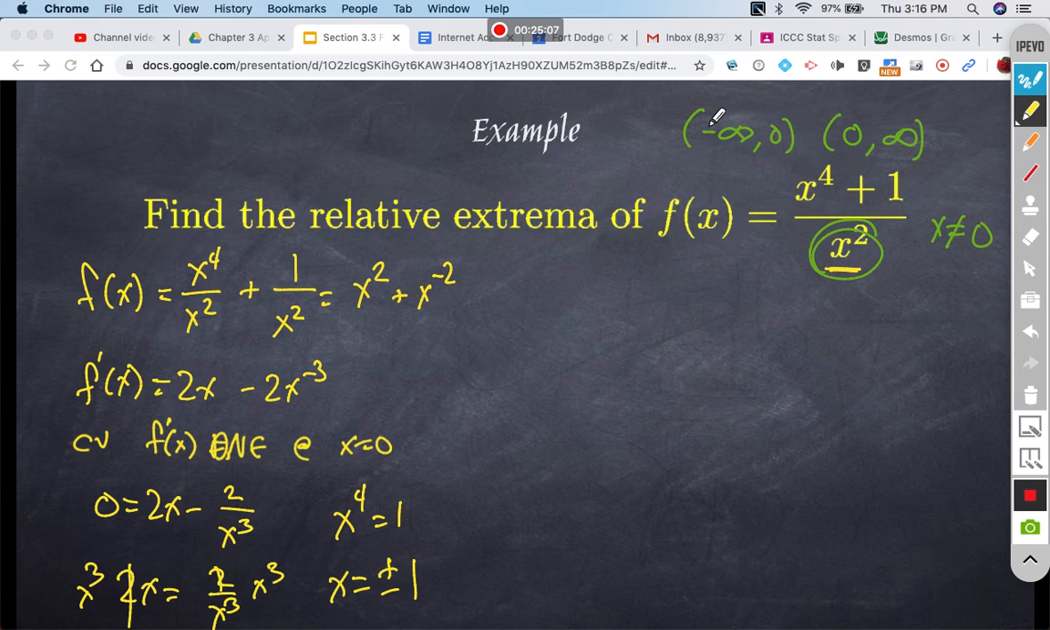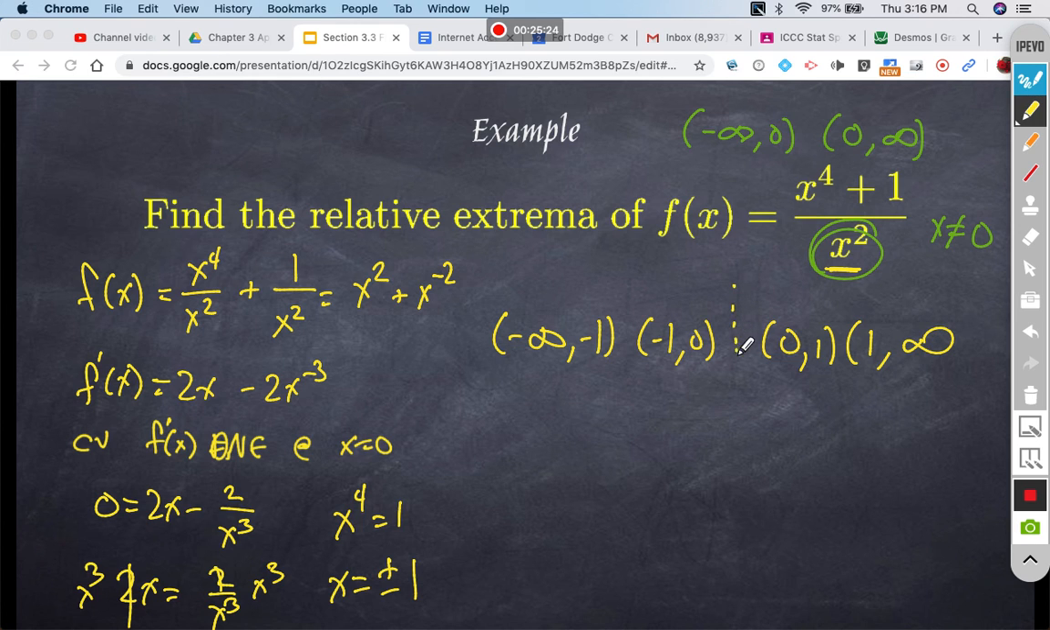So this first interval, I'm going to break this up into negative infinity to negative 1 and negative 1 to 0. The second interval, I'm going to go from 0 to 1 and from 1 to infinity. But remember, I'm not continuous across here, so I'm not even considering this gap for a relative extrema. And I know it's an asymptote from what we did last chapter, so it can't be a relative extrema.